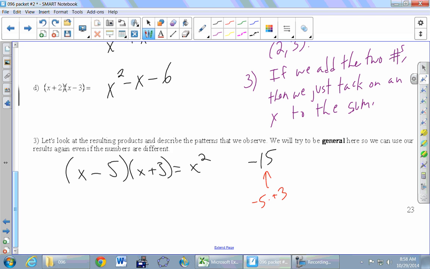And then the trickier part, the more complicated part, was the thing in the middle. So what are we going to tack on to whatever we get? Yeah, so we're going to do this -5 plus 3. We just add the two numbers up, and that gives me -2. And then what do we tack on at the end? x. And that's the answer.